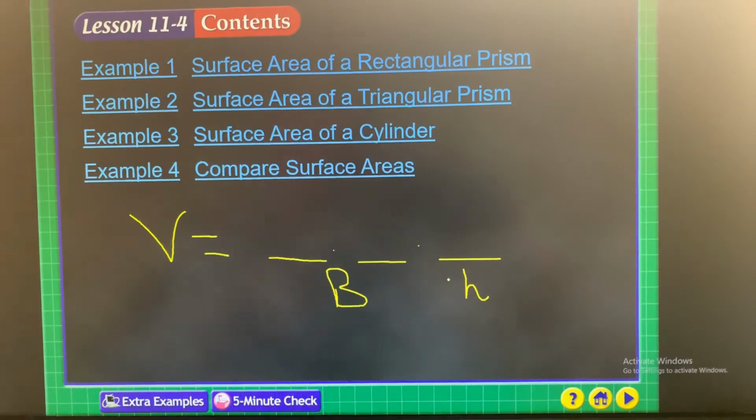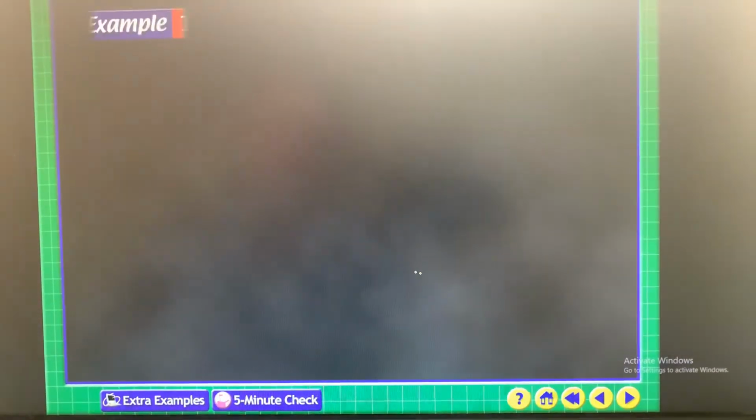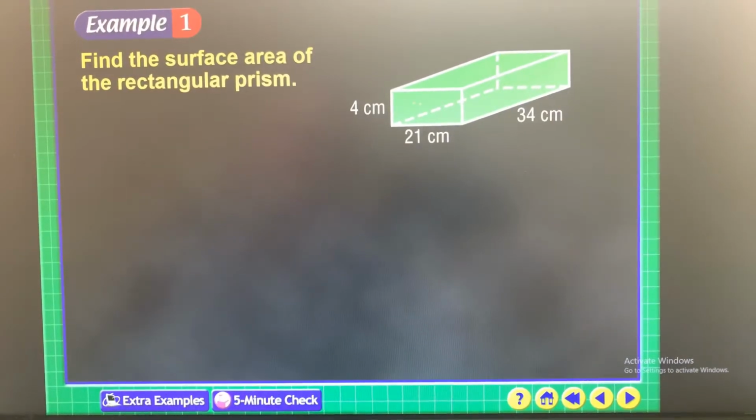Surface area requires a little bit more effort. So let's start with our rectangular prism. Remember, surface area is about covering the surface, so the outer side, all the sides of the figure. Volume was about filling the inside with cubes. Surface area is on the outside, so like wrapping something or painting something.